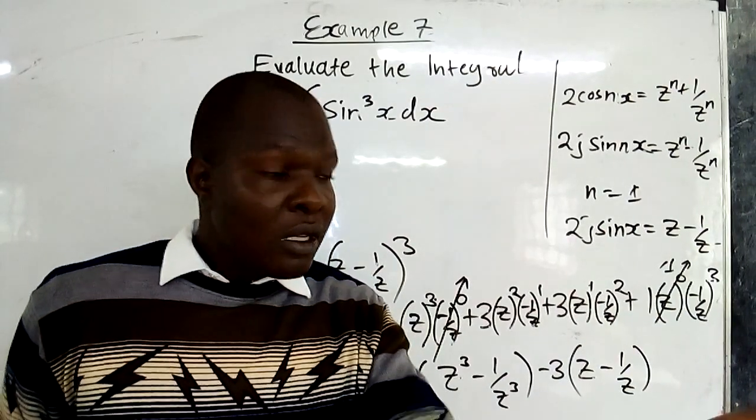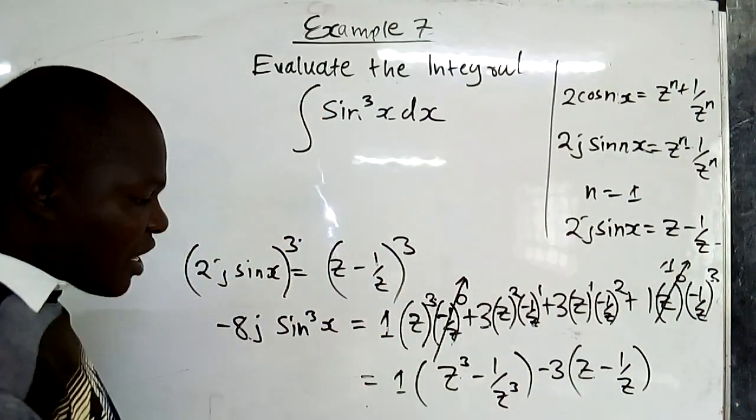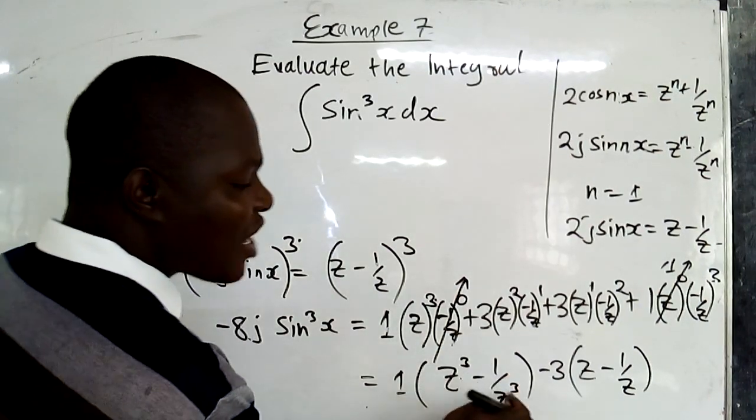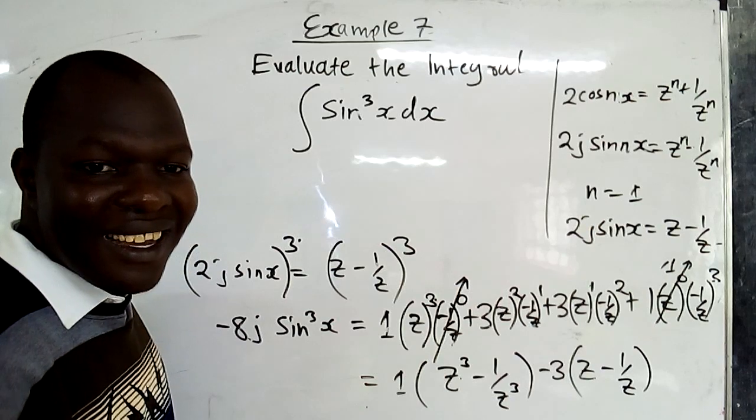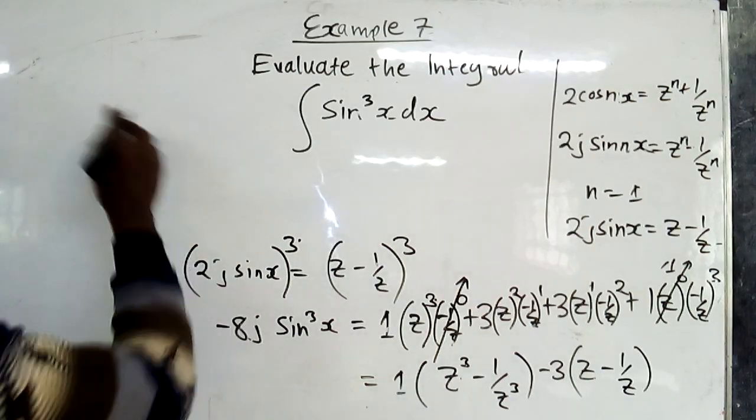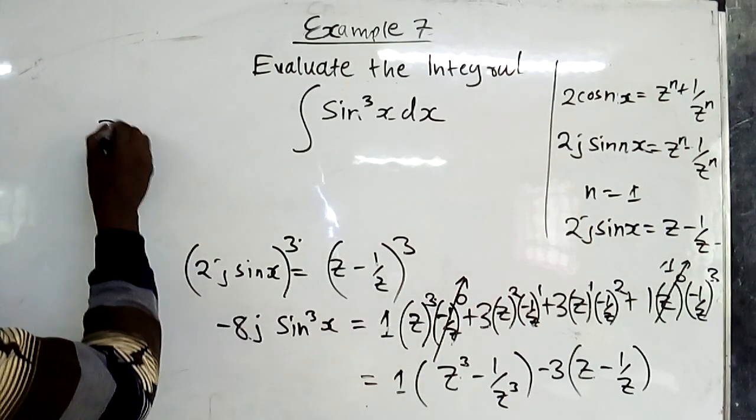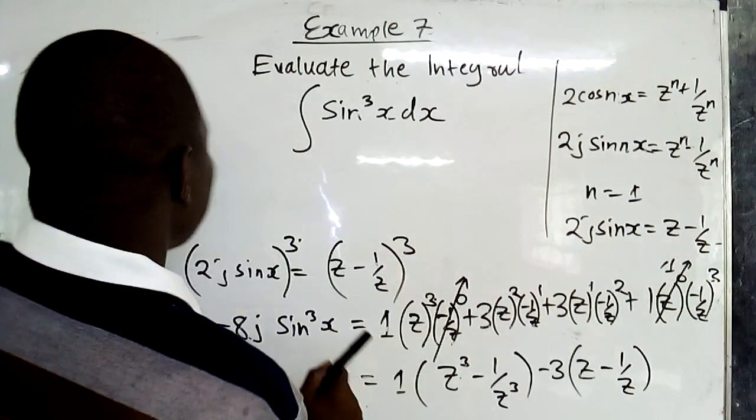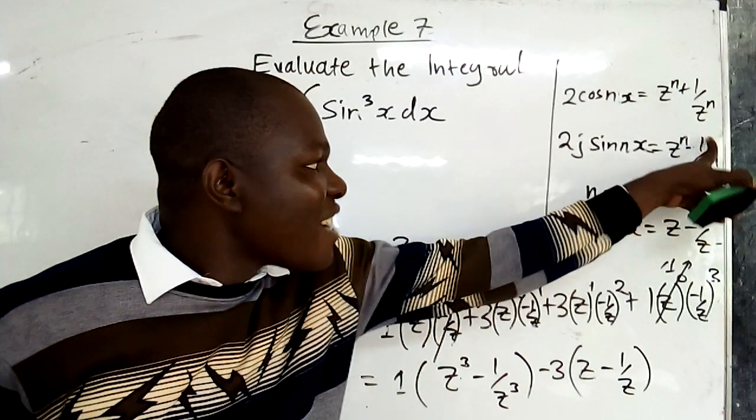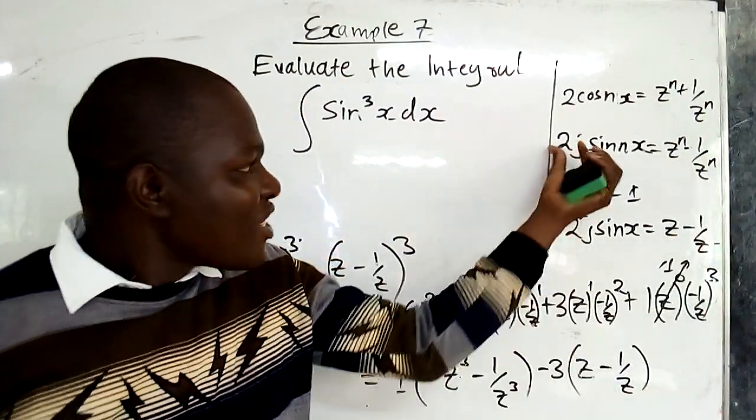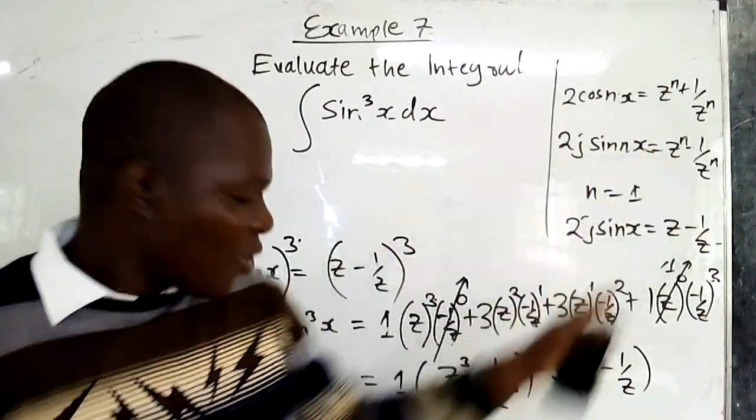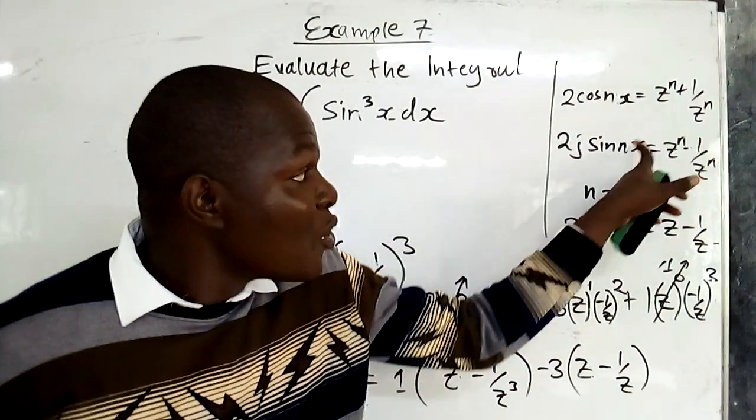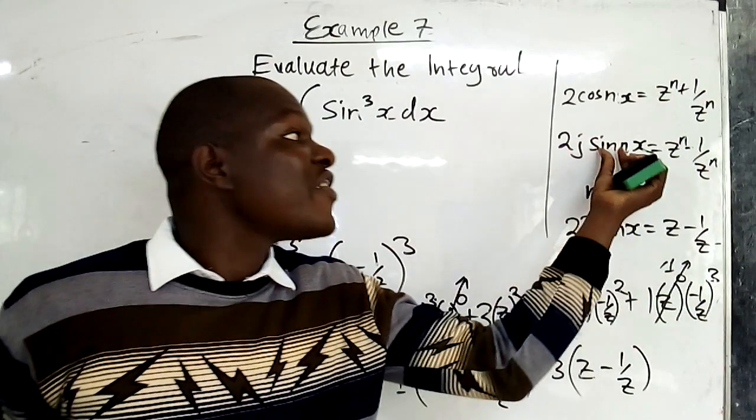Is that okay? Good. Then after doing that, you substitute. What is z cubed minus 1 over z cubed? Remember, z cubed means this: z raised to power n minus 1 over z raised to power n. What is the answer? It is 2j sine nx. Yes. So what is our n? Our n is 3, meaning where there is n you put 3. So it is the same as 2j sine 3x.